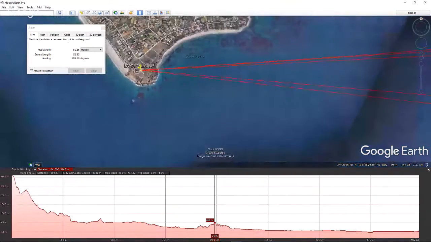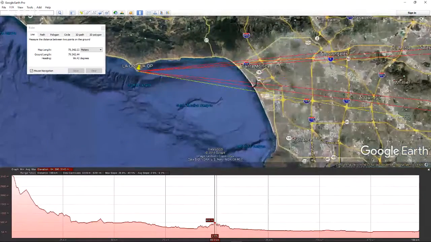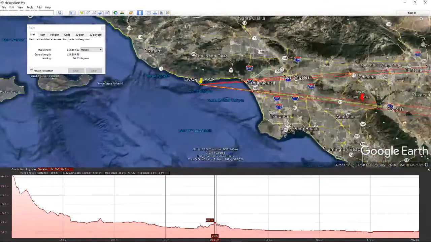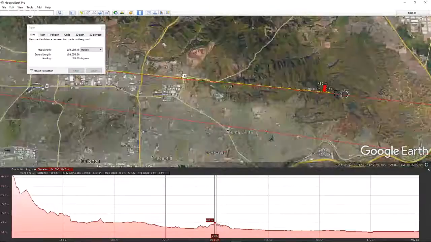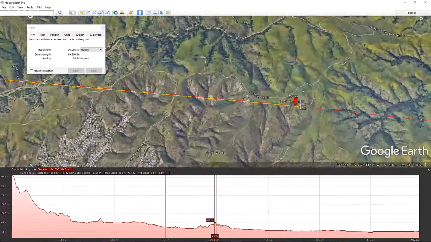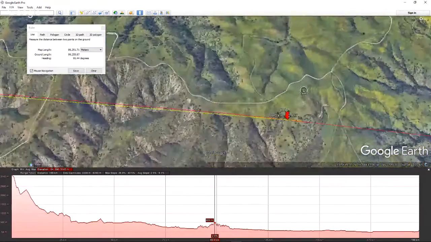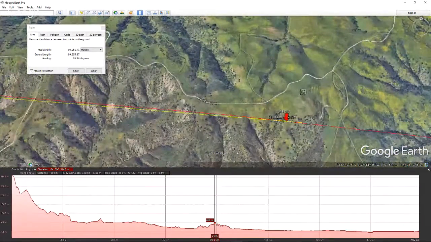So let's get this out. The distance to San Juan Hill. I'm trying to keep it parallel to the peak there. Okay, 99.251. 99.251 at 541.